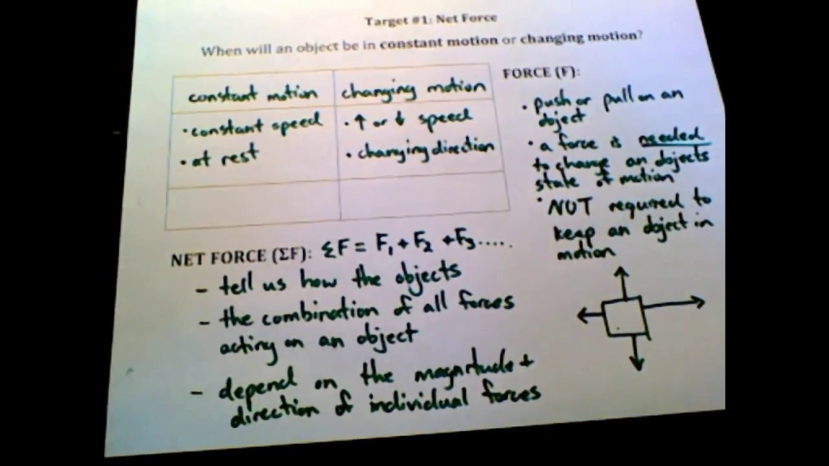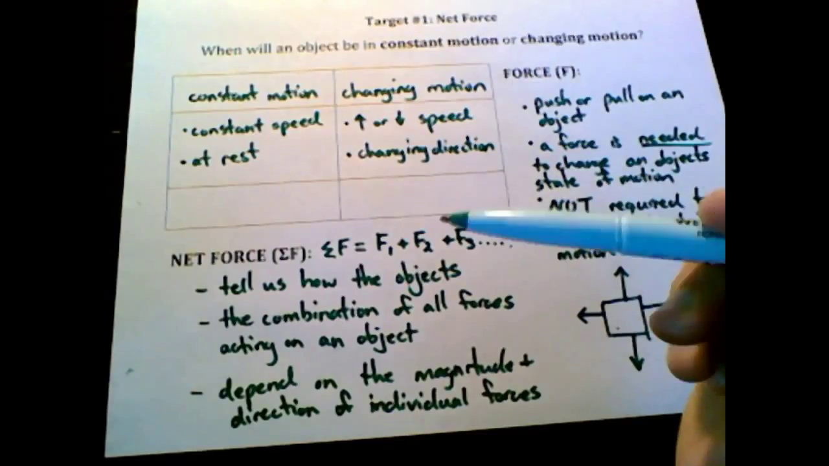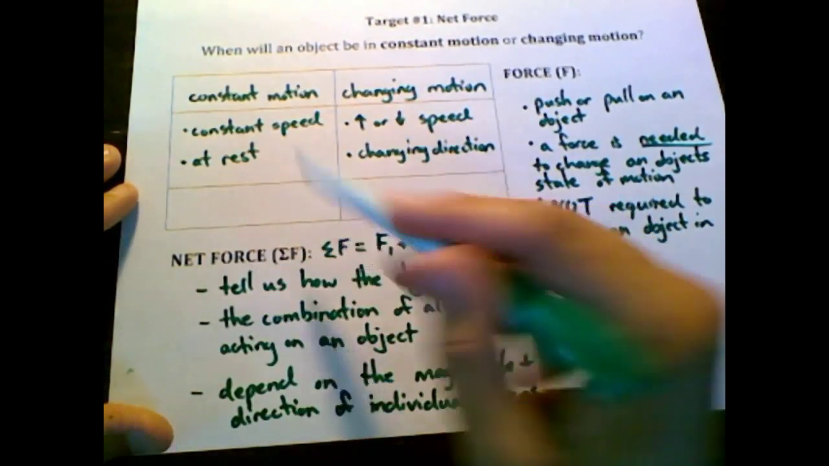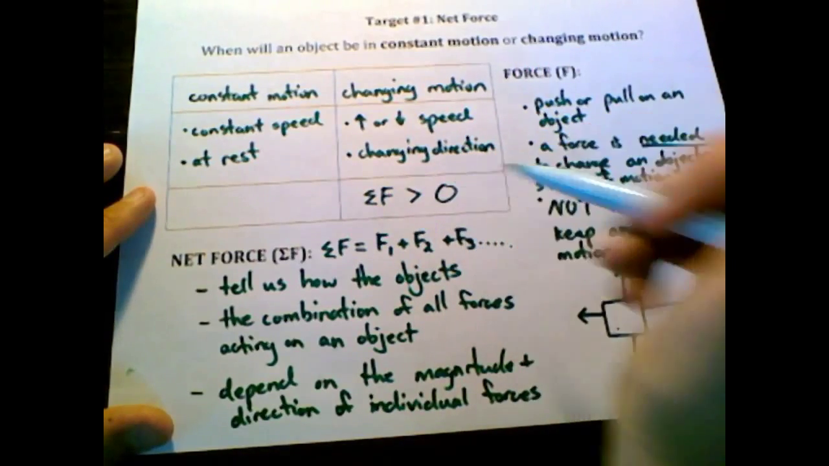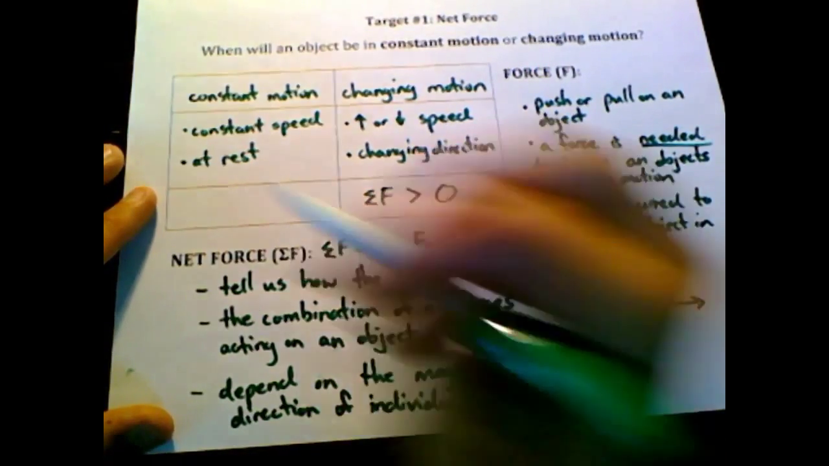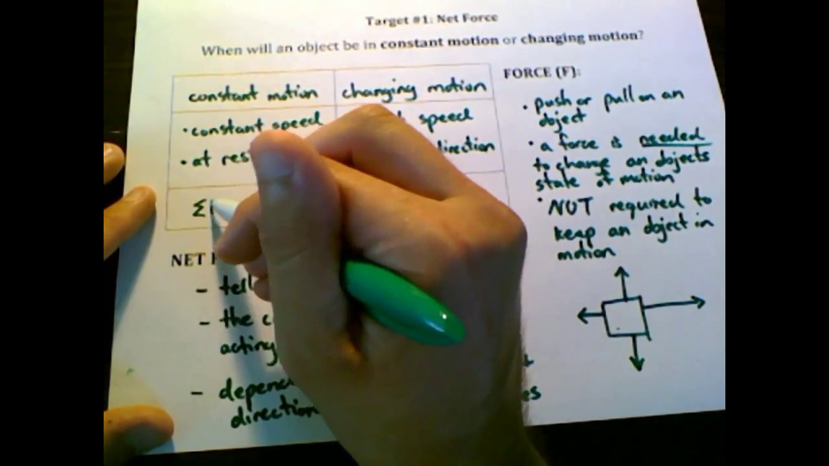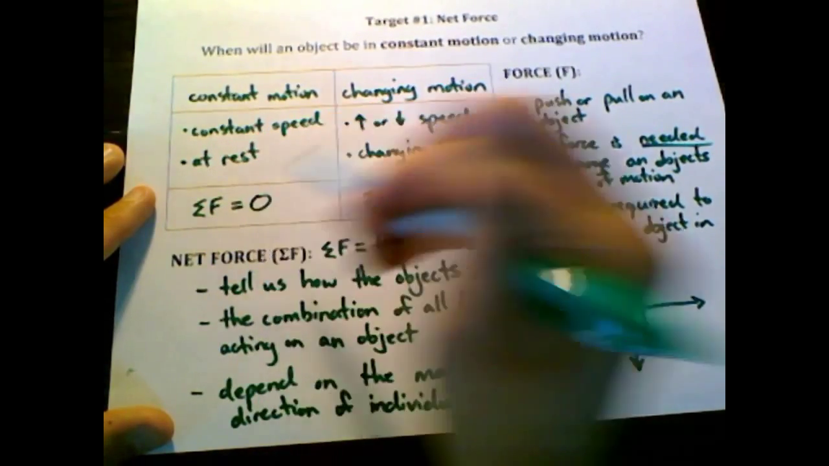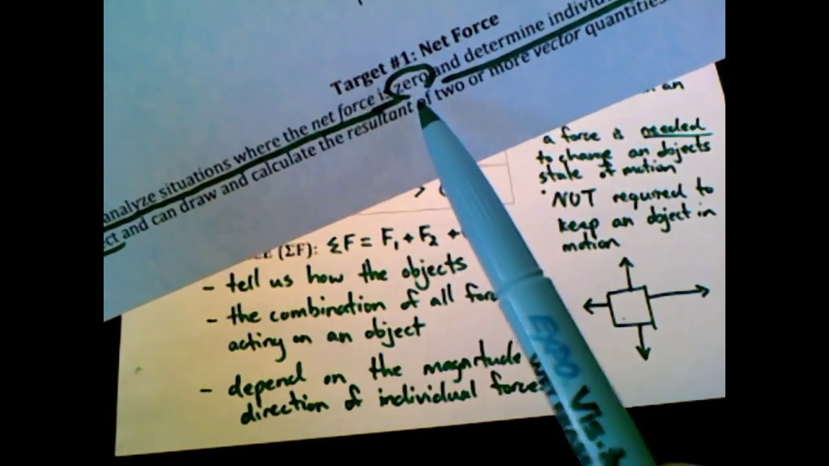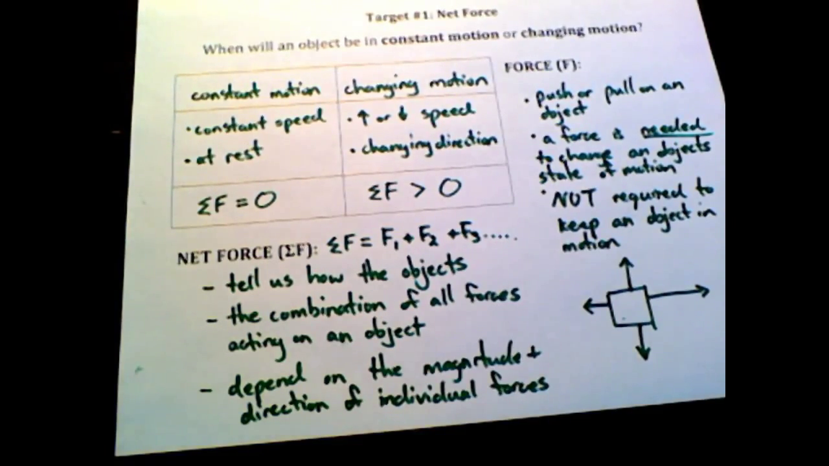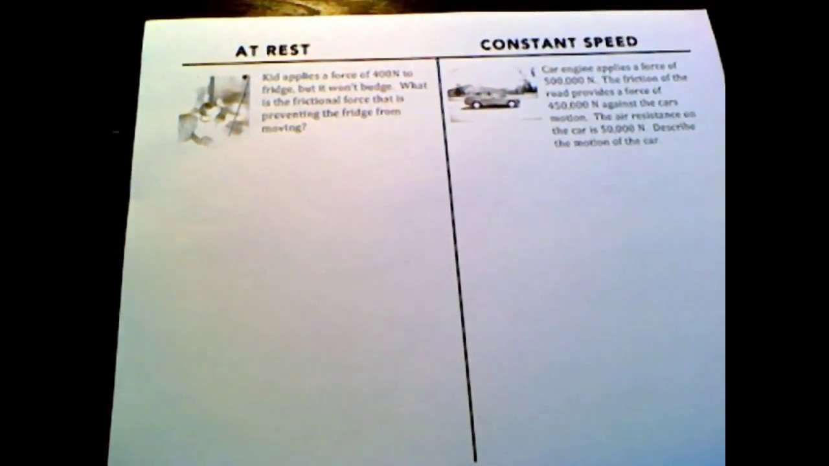All right, so let's say we add up all our forces. How is that net force going to tell us about the motion of the object? Anytime our net force is greater than 0, we're going to have changing motion. And anytime our net force is equal to 0, our object is going to be in constant motion. Keep in mind for this target, what we're focusing on is that I can analyze situations where the net force is 0. So let's look at some examples in which our net force is 0.